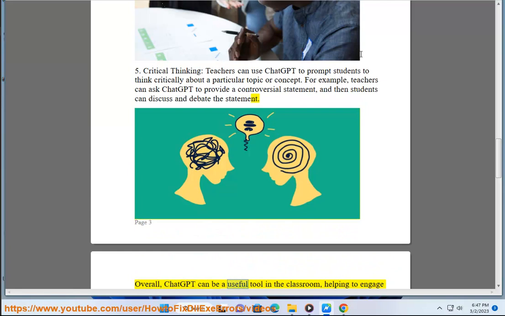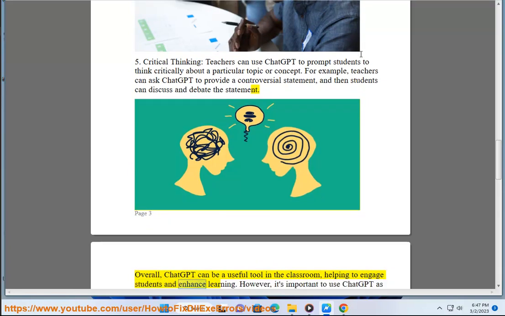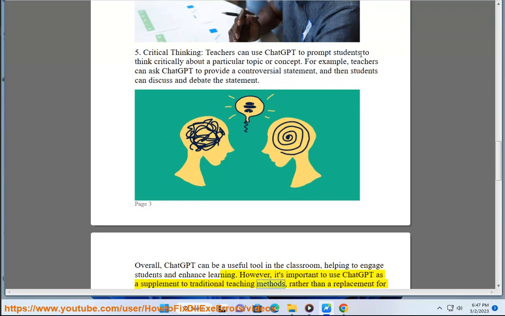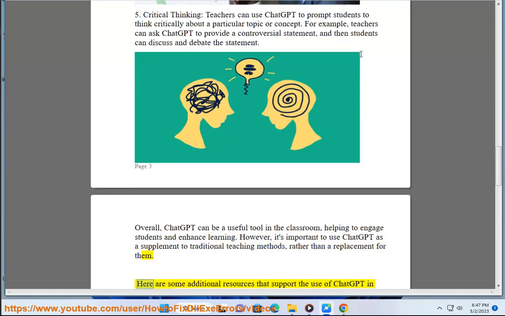Overall, ChatGPT can be a useful tool in the classroom, helping to engage students and enhance learning. However, it's important to use ChatGPT as a supplement to traditional teaching methods, rather than a replacement for them. Here are some additional resources that support the use of ChatGPT in classrooms.